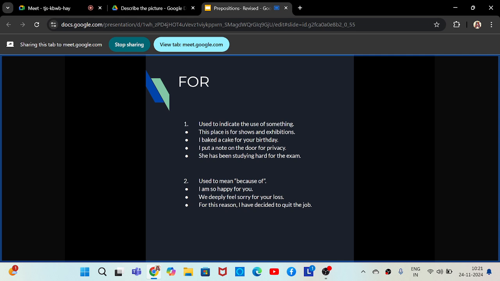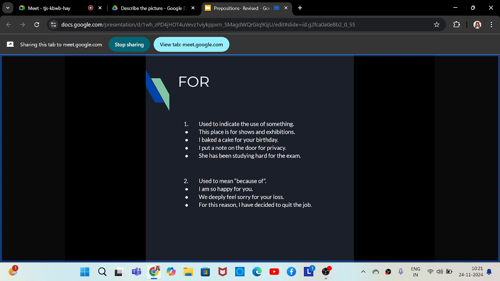Next, I put a note on the door for privacy. Some people will stick notes on the door for privacy. Privacy means to have some personal matters, that is called privacy. So I put a note on the door for privacy.